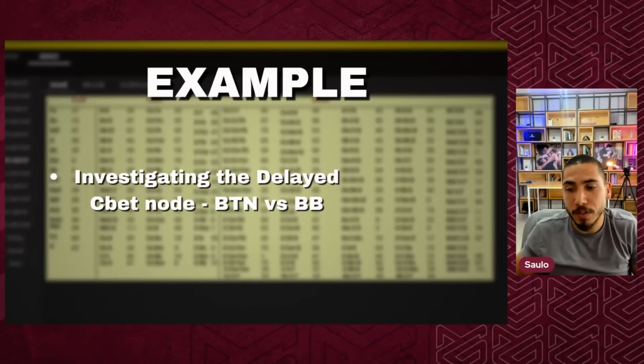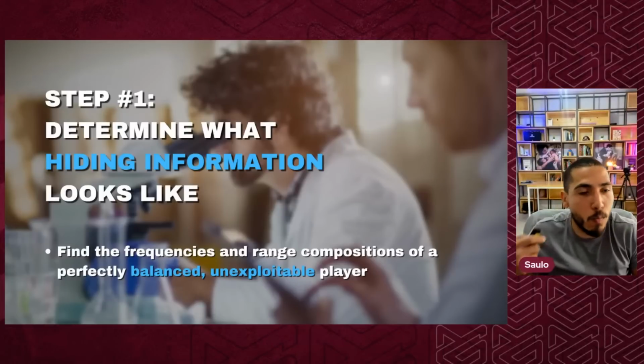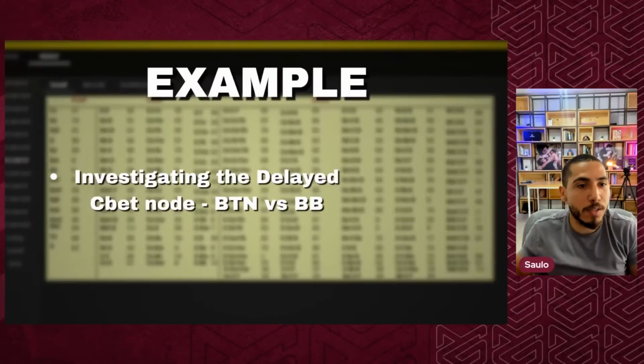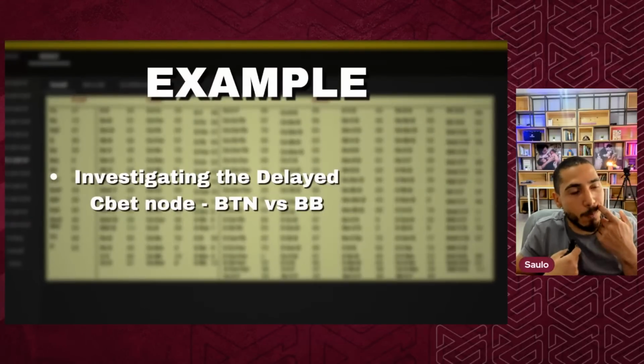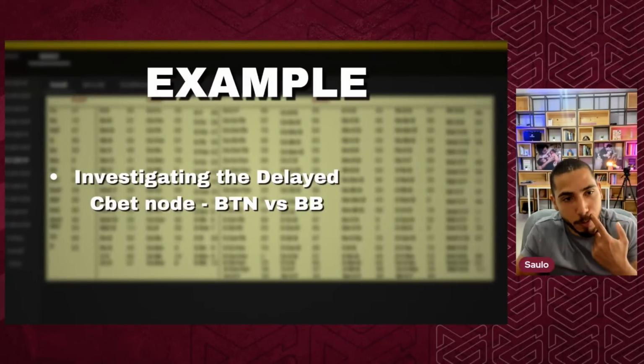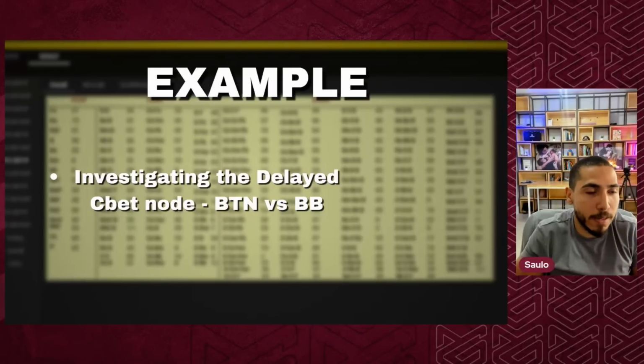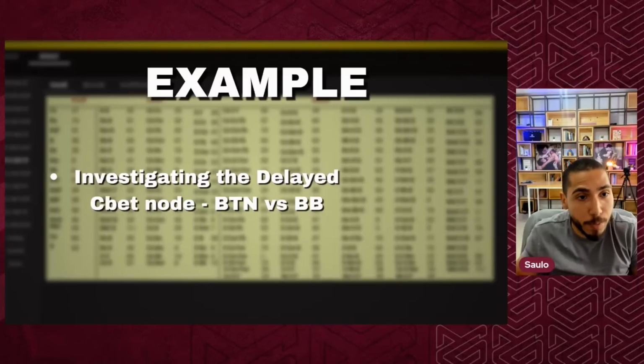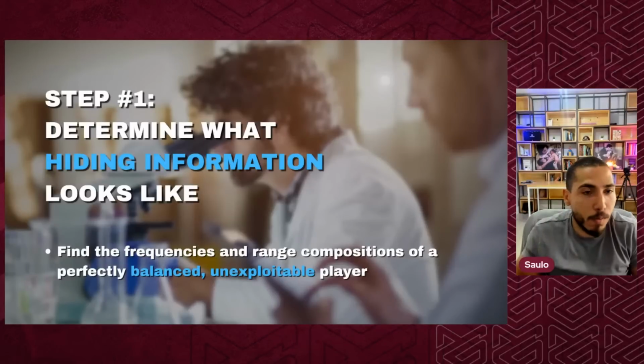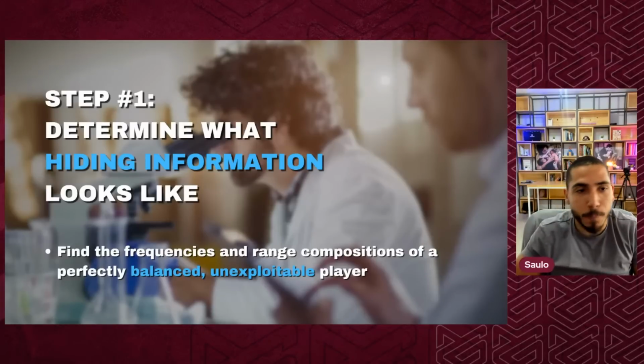Okay, so the first thing that we saw is, well, let's determine what an exploitable behavior looks like. So here we're considering that we are the button. Okay, so we're always considering us as the aggressor, which means that the big blind is the caller. The big blind is the villain, the population, your opponents. So we need to determine what an exploitable behavior looks like first, so we have something to compare it later to how people are playing.